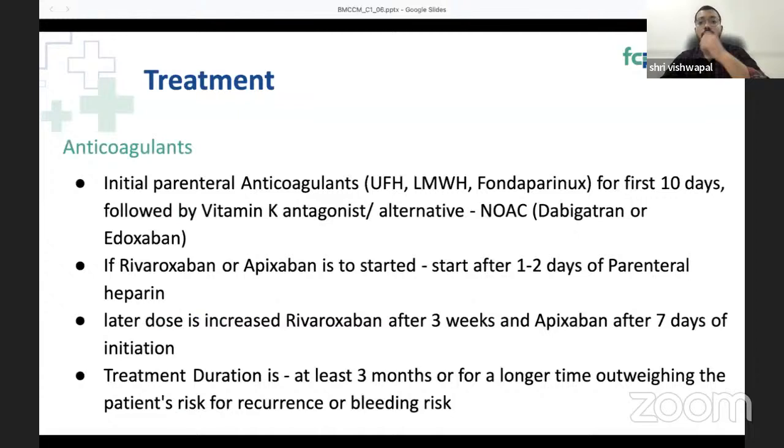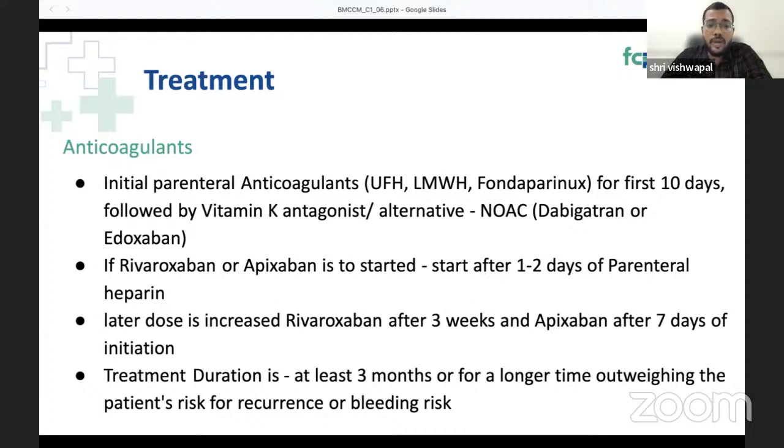Okay, so next is the treatment protocol. The basic treatment for pulmonary embolism is anticoagulants. Initially we start with parenteral anticoagulants like heparin, low molecular weight heparin, and fondaparinux for the first 10 days, followed by a vitamin K antagonist, or alternatively we could go for NOACs like dabigatran, rivaroxaban or apixaban.